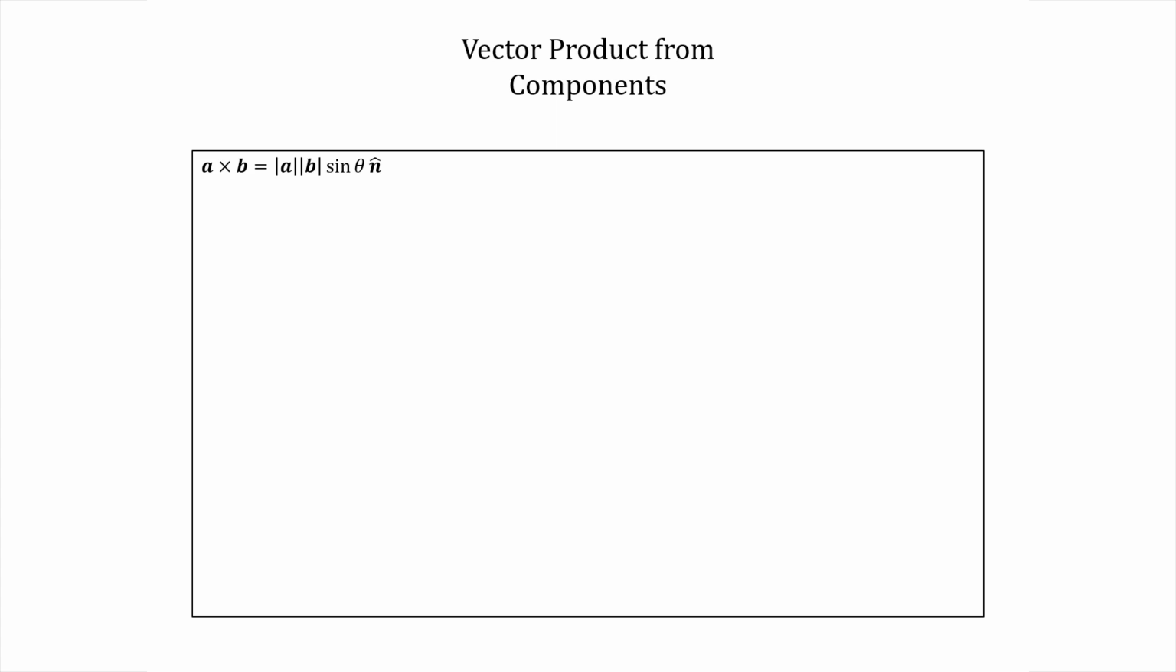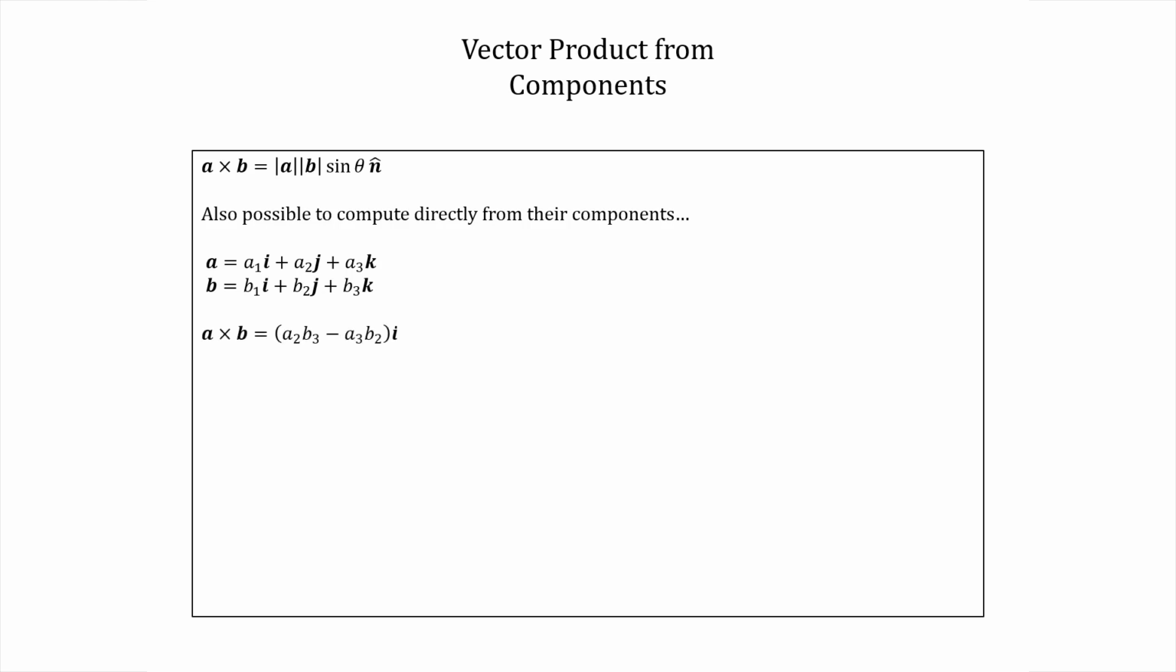However, it is also possible to compute the vector product using the vector's components, and in doing so we obtain an explicit answer in component form. So if our two vectors are A equal to a1i plus a2j plus a3k, and B equal to b1i plus b2j plus b3k, then we can define A cross B as (a2b3 minus a3b2)i minus (a1b3 minus a3b1)j plus (a1b2 minus a2b1)k. It's possible to prove that this definition is equivalent to the first definition, but for the purposes of this video we'll just take it as a given.